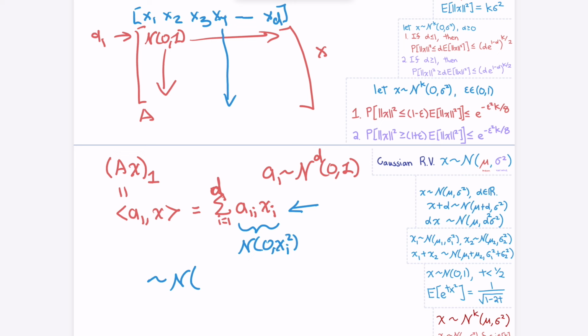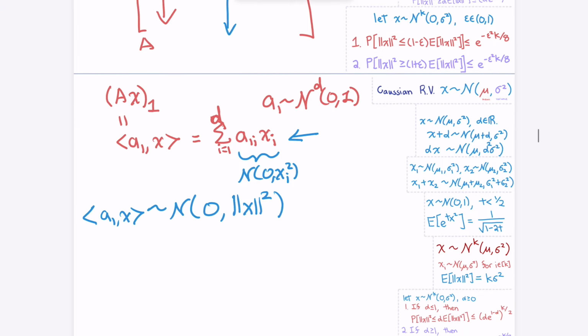Okay, so now if I look at the whole sum, that's the sum of these Gaussians. What's the mean? Zero. What's the variance of our sum here? It'll be the sum of xi squared, so it'll be the length of x squared. Okay, so now what does that look like?